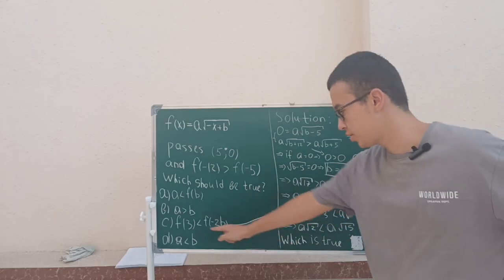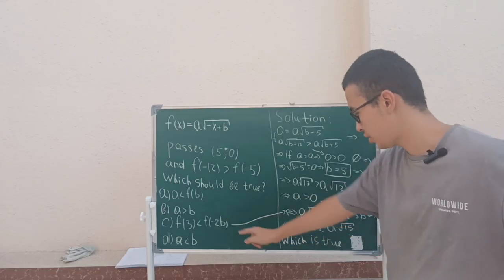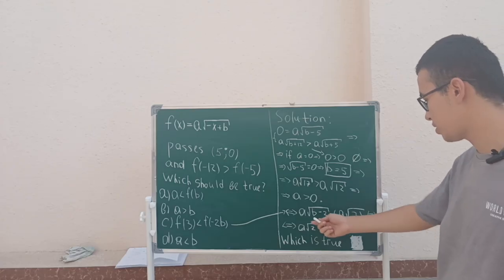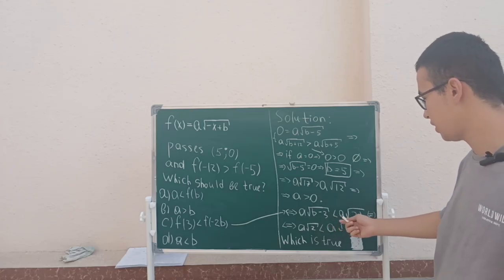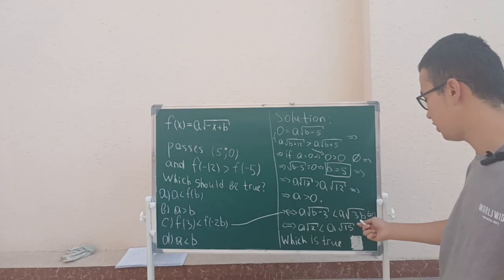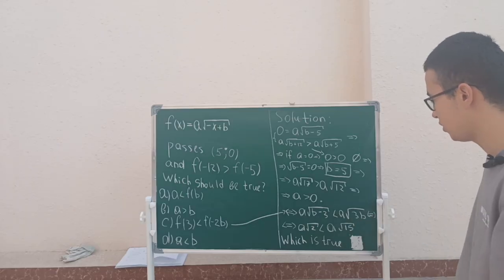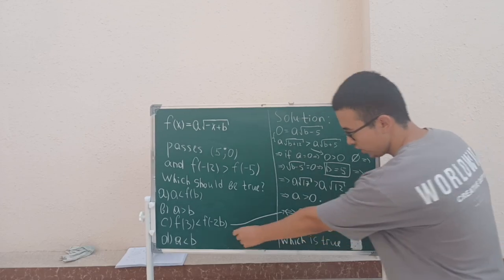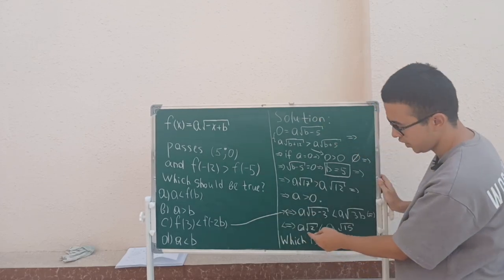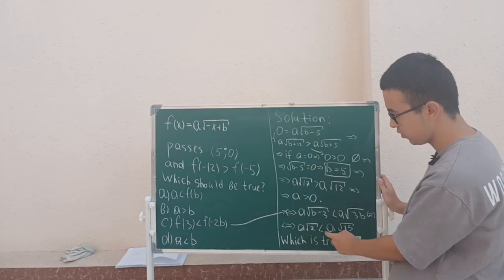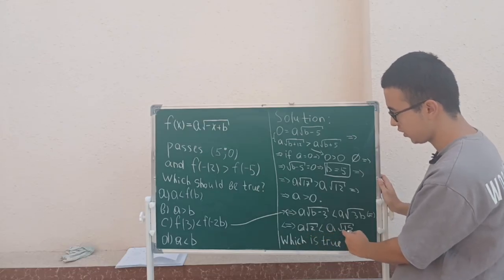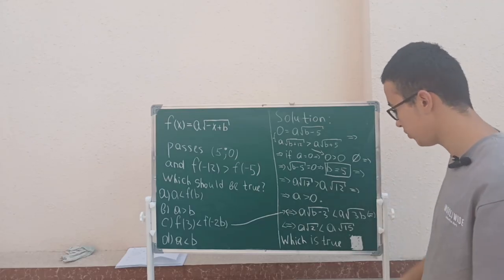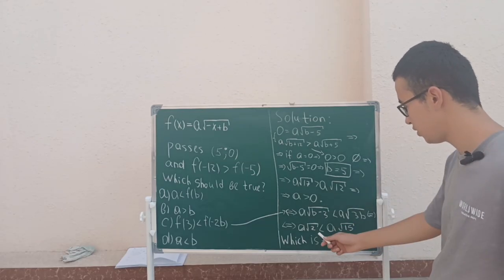So if you check option C, we can see that that option is equivalent to a times the square root of (b minus 3) is less than a times the square root of 3b. And because we know b, we can see that that is equivalent to a times the square root of 2 being smaller than a times the square root of 15, which is again true because a is greater than 0.